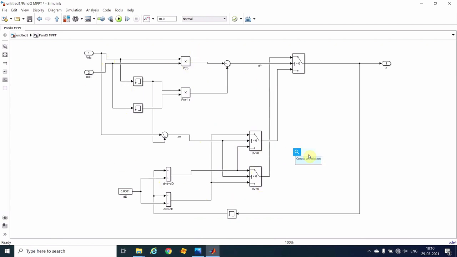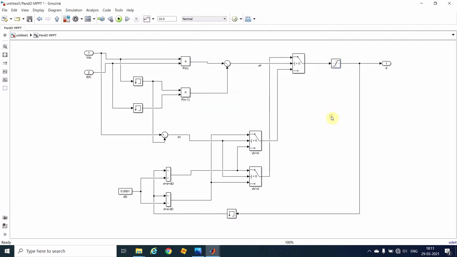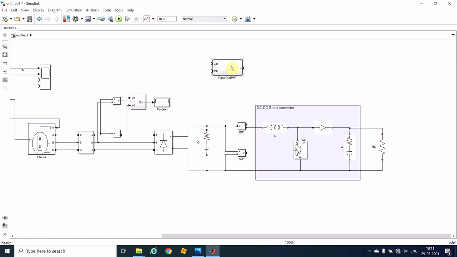So now I will use a saturator here, and here I will put infinite. I will go back because it is completed, and this is the voltage and this is the current.